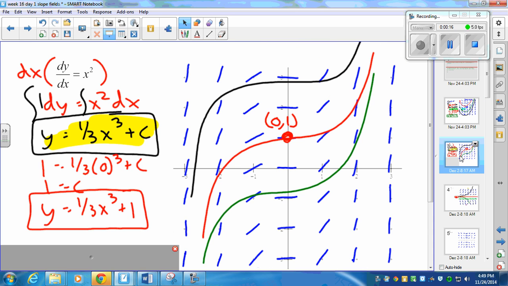Here, all of these looked cubic. Cubic, cubic, cubic. Yes, you have the plus c. You can figure out the plus c if you plug in a specific point.